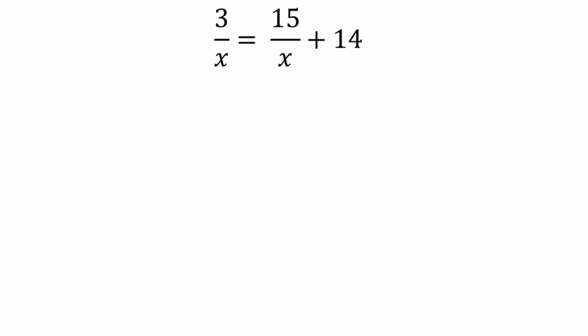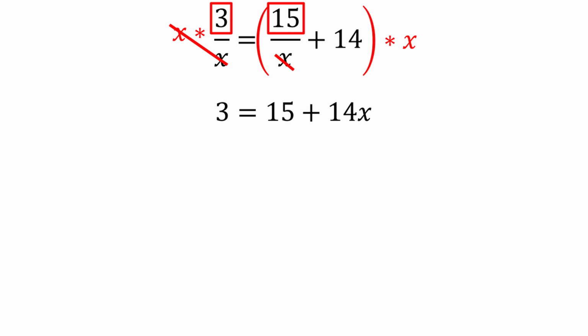What about 3 over x is equal to 15 over x plus 14? Well, this is the same type of idea, but we just have x in two places. We can still multiply everything by x, but we just can't forget that the 14 on the right-hand side will also get multiplied by x. This will cancel the x on the first two terms. We'll have just 3 and 15 as the x's canceled. But then we must distribute the x to the 14, which gives us 14x.